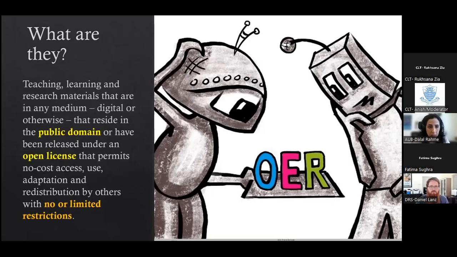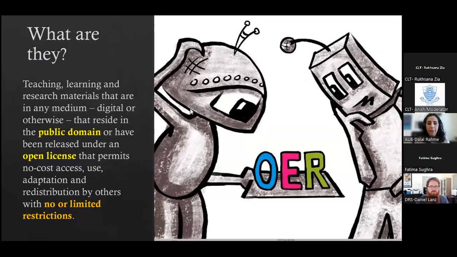They are teaching, learning, and research material in any medium, digital or otherwise, that reside in the public domain or have been released under an open license. So either in the public domain or under an open license, and we're going to see what open licenses are and mean, that permit no-cost access, use, adaptation, and redistribution by others with no or limited restrictions.